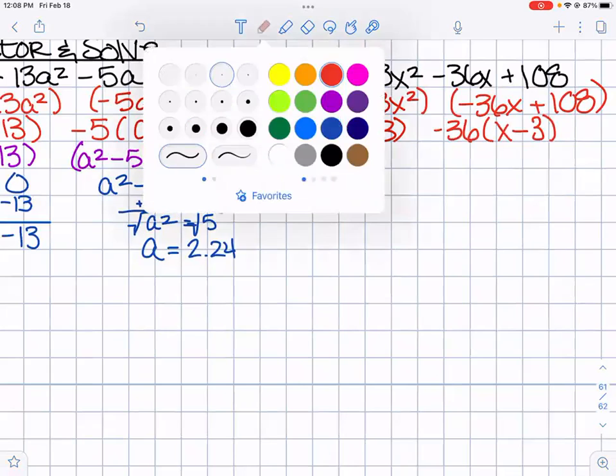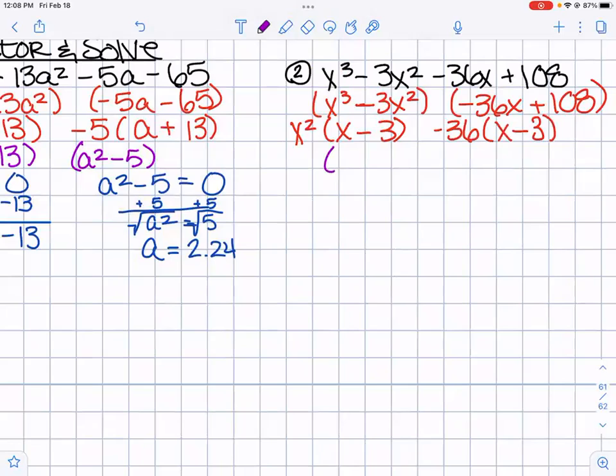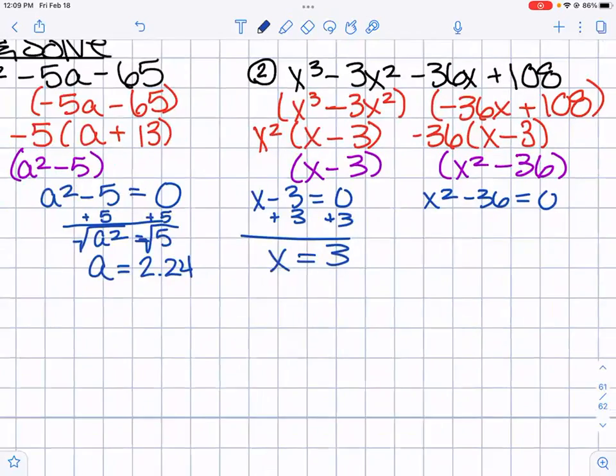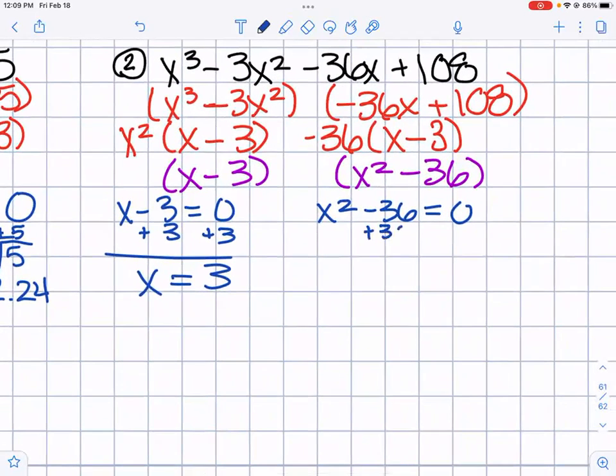All right, so then, what are my two factors? X minus 3 and x squared minus 36. Perfect. Okay, so last thing. This is the new part. What do we have to do? Make both equal 0. Okay, so on the first set, what do I need to do? Add 3. Then x equals 3. Second set, what needs to happen? Add 36.